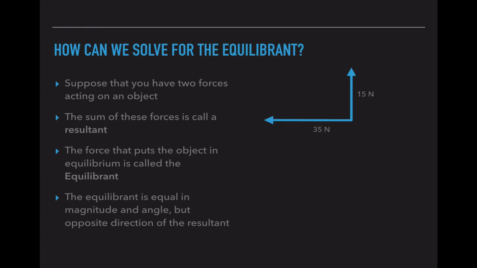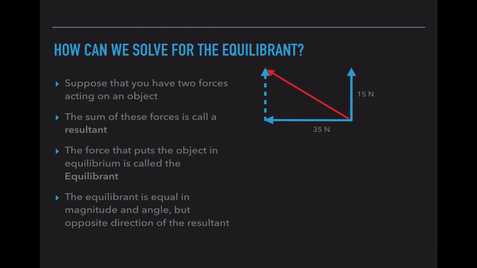So if we look at this diagram, we are going to want to rearrange it slightly and make it tip to tail. So essentially we're going to take the 15 Newton force going upwards and move it over here. Then we want to solve for the resultant, which is the diagonal or the line that connects the beginning point to the ending tip.